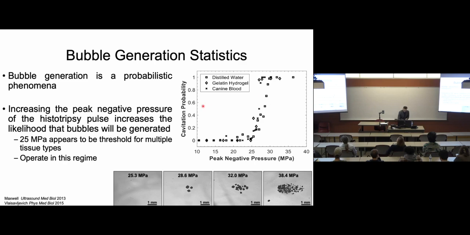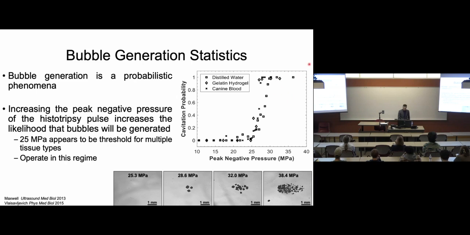What you're looking at on the left-hand side here is the probability of generating cavitation as a function of the peak negative pressure of the histotripsy pulse. How much tension are we applying in order to generate bubbles? What you can see is that for tensions up to around 20 megapascal, the likelihood of generating cavitation is essentially nothing. I should note that for most diagnostic imaging pulses, you're talking about peak negative pressures of around 1 megapascal or so, so you're talking about a 20-fold increase in pressure. But beyond around 25 megapascal, the probability rapidly rises to about 100%.